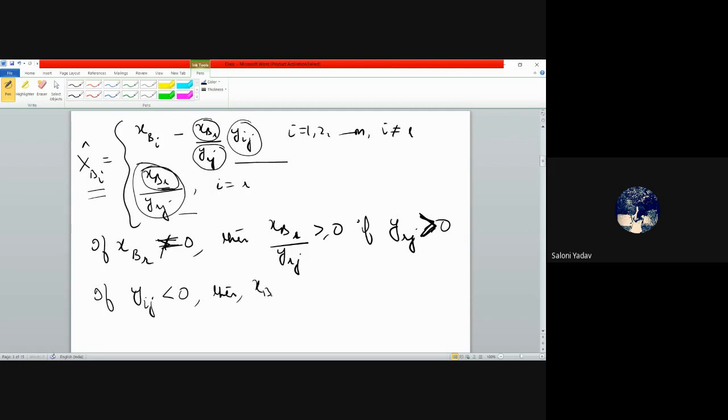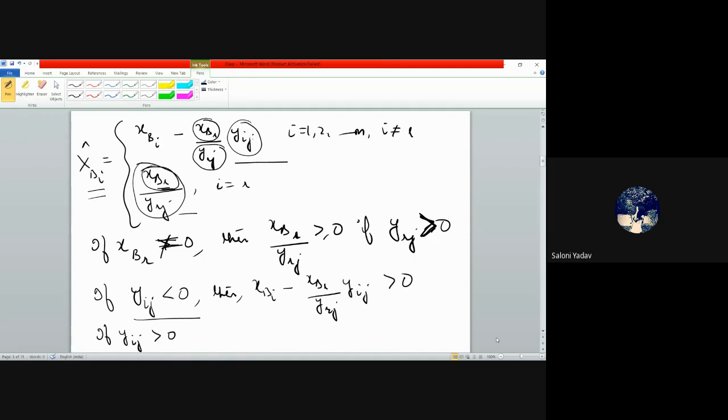XBI minus XBR upon YRJ into YIJ becomes more than 0. If YIJ is negative, then this is itself positive, and this becomes negative. So I will have XBI minus this, which will be more than 0. There is nothing left to prove there, if YIJ is less than 0. So that means we just have to consider the case when YIJ is more than 0.